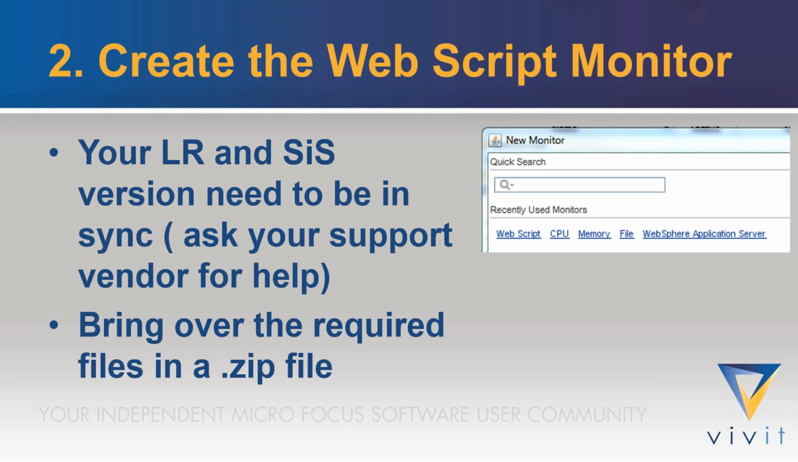To create it, it's pretty simple. Your LoadRunner and your SiteScope versions need to be in synchronization. It means there are some versions where LoadRunner and SiteScope have to be the same, or at least at an equivalent or compatible version. Talk to your support vendor for it. Then when you create your LoadRunner script, you zip up the results. Anybody that does LoadRunner knows what this is all about. You bring it over to your SiteScope server, and then you select the monitor you're going to use, which is called web script.